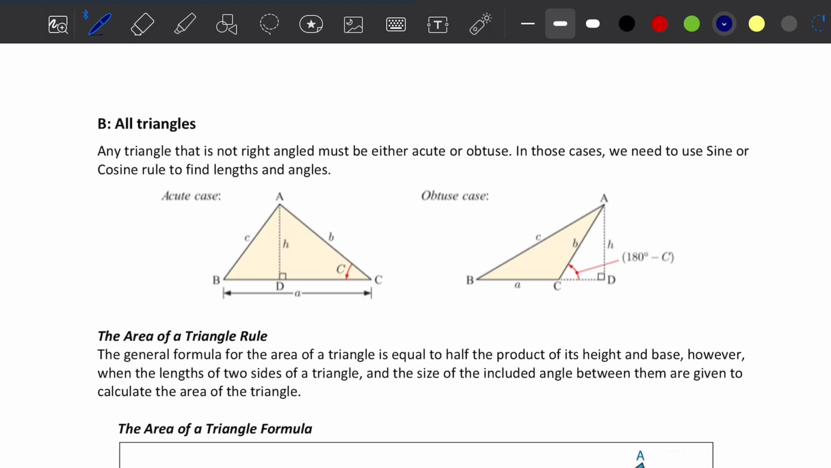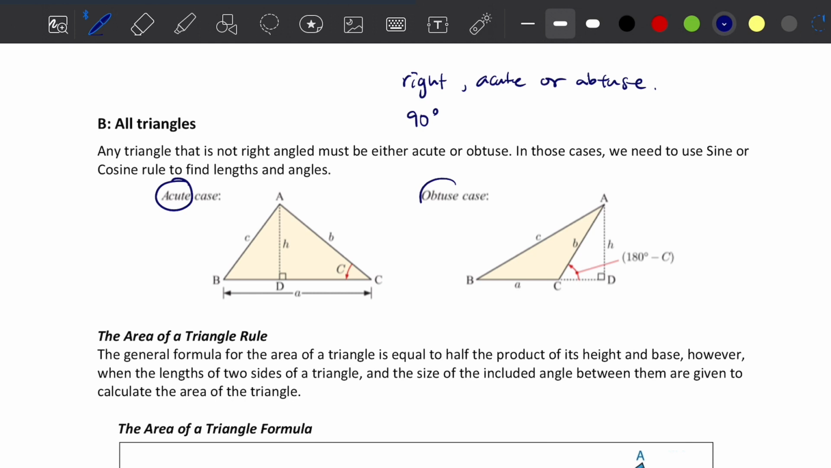Okay, so today let's talk about triangles. All triangles are either right angled, acute, or obtuse. If the triangle does not contain a right angle, meaning 90 degrees, you can still find out more about it, specifically whether it is acute or obtuse.